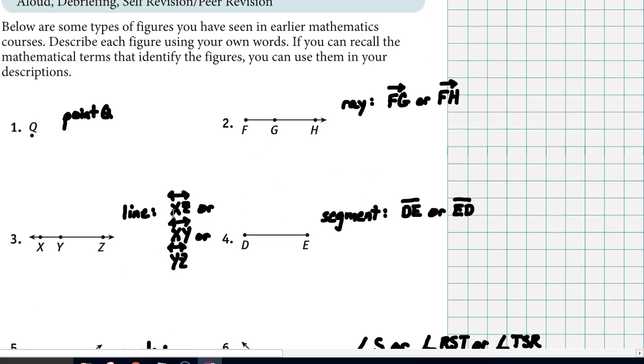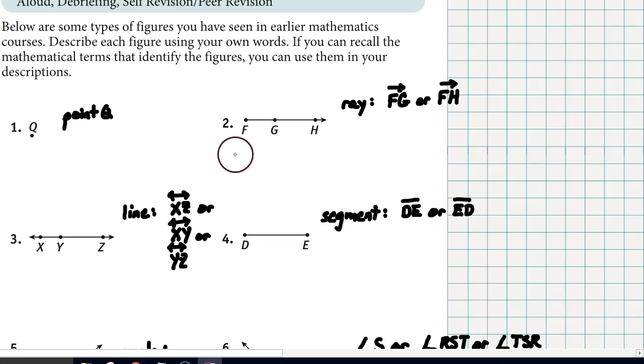Below are some types of figures that you've seen in earlier math classes. Describe each figure in your own words, and if you know the correct mathematical terms to identify the figures, you can use them in your descriptions. The answers in black ink in the video are the correct notations for these figures. Question 1, you might describe this as a dot labeled with a capital Q, but officially this is called point Q.